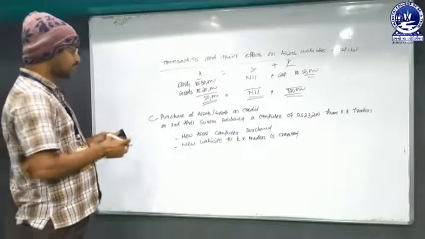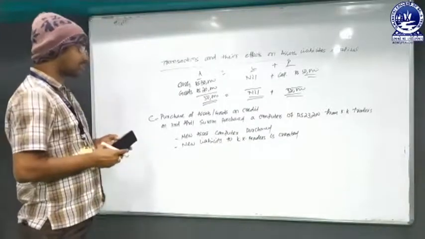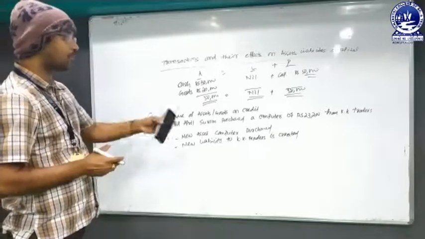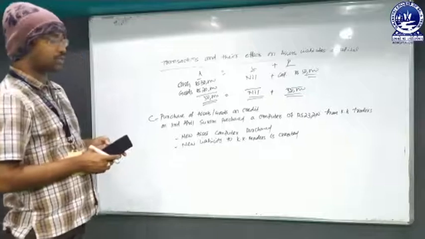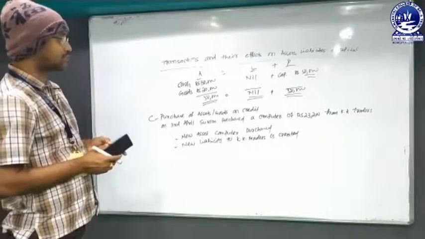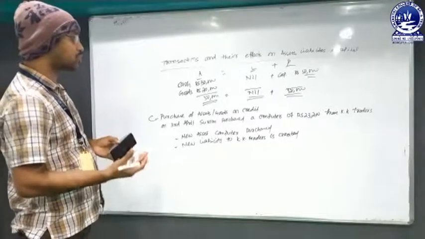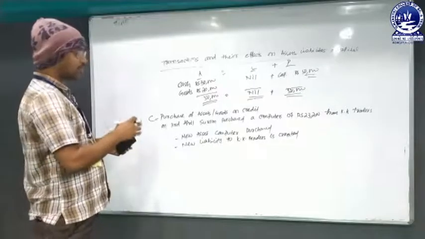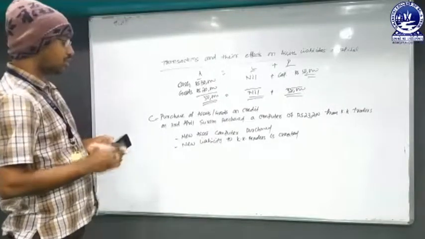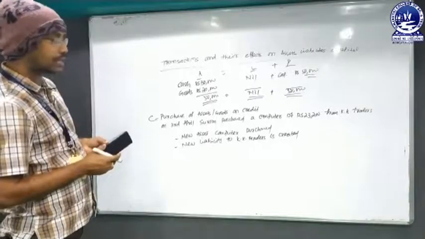So in this first case, the new asset, that means the computer, is purchased, and a new liability is also created, that means the amount is due to KK Traders. So we must record that. One is the asset, which is the computer, and the other is the liability, that is KK Traders.